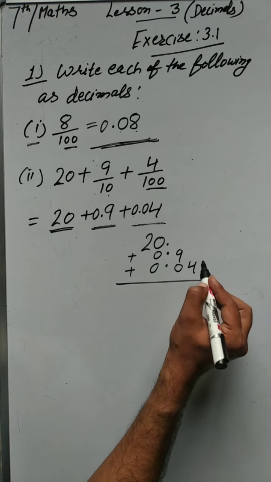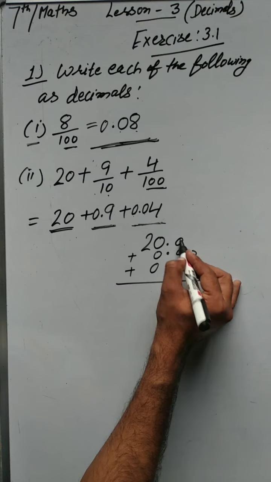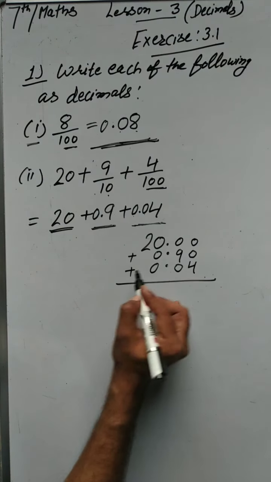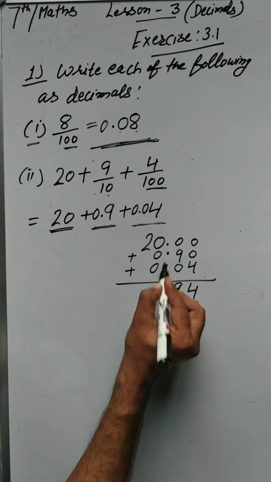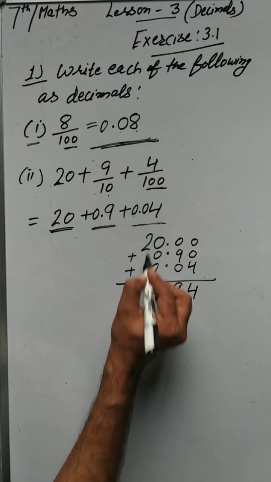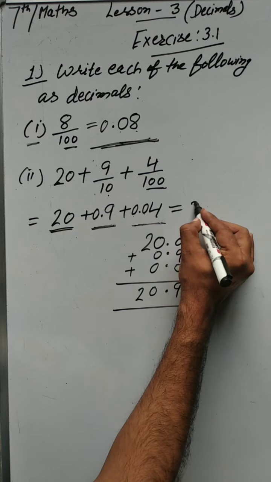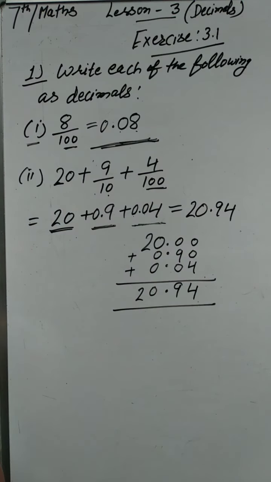Now add these numbers. At the vacant places, as in class 6, you can put 0 for your convenience. If you understand, then no need to put. Now beta add these numbers: 4, 9, decimal as it is in its place, 0 and 2. Understood? So its answer is, beta, 20.94. Understood beta?